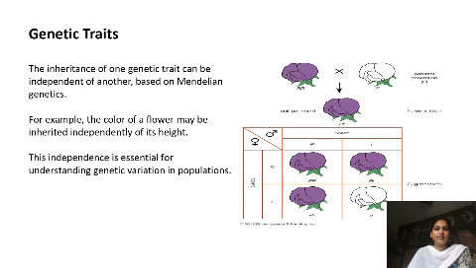Genetic traits. The inheritance of one genetic trait can be independent of another, based on Mendelian genetics. For example, the color of a flower may be inherited independently of its height. This independence is essential for understanding genetic variations in populations.